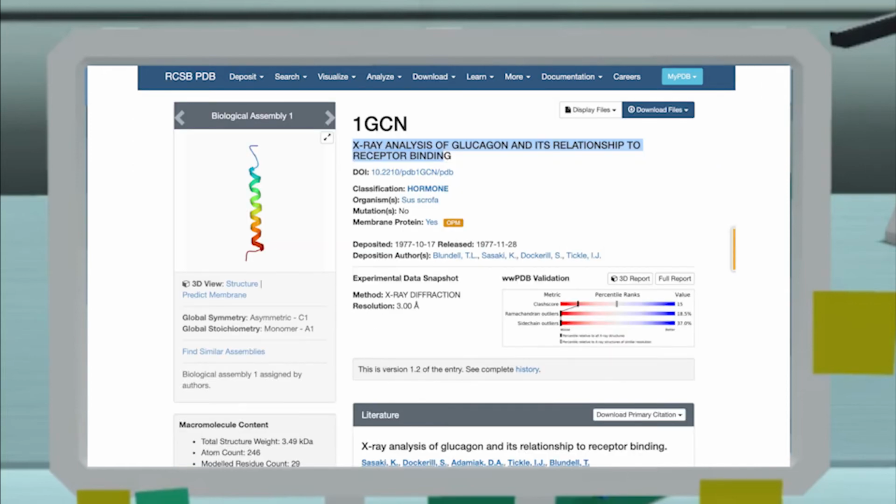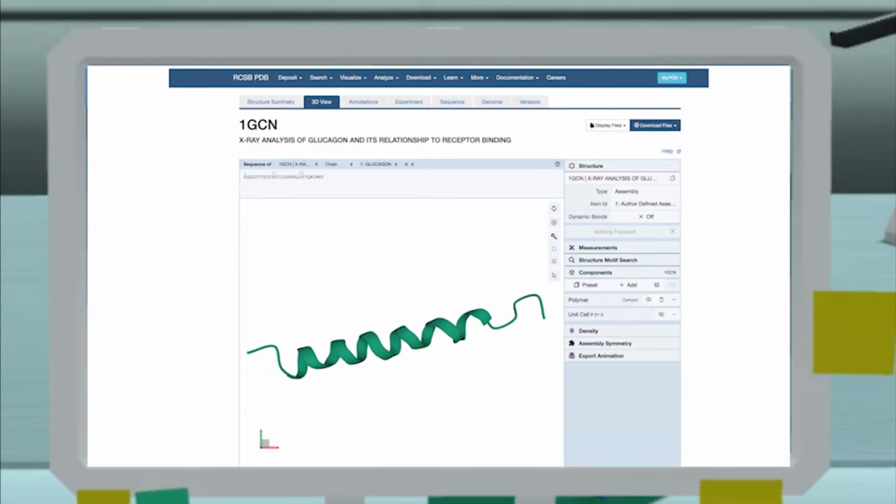Once you search for the PDB ID of glucagon, various data regarding its structure, its macromolecule content, and literature regarding the hormone will appear. First, let us explore the amino acid sequence and structure of glucagon. Click on the 3D View Structure button to get a closer view of the structure. The 3D structure of glucagon is shown on the screen.